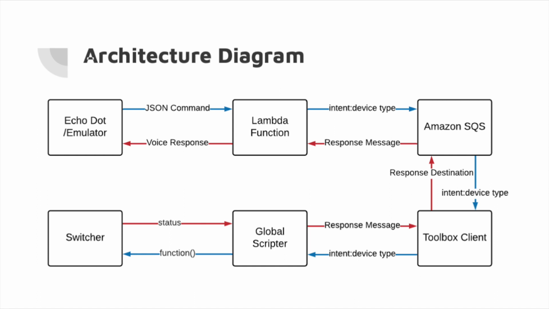Then, to get the data to the classroom technology, it is sent through the Amazon Simple Queue service and our Toolbox client to our Global Scripter program, which runs on the controller. This program takes the data and then communicates it to the switcher what needs to be changed. For example, turning on the projector or turning up the volume. A response message then gets sent back up through the system, and the user hears Alexa give a response.